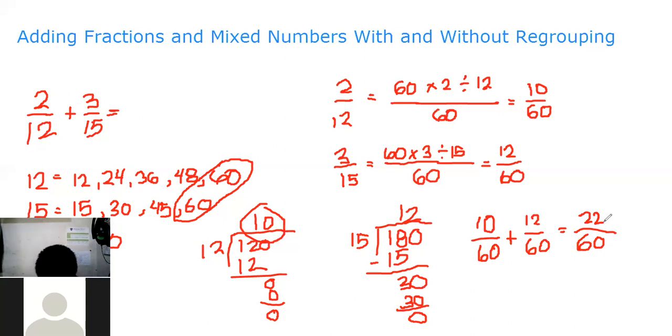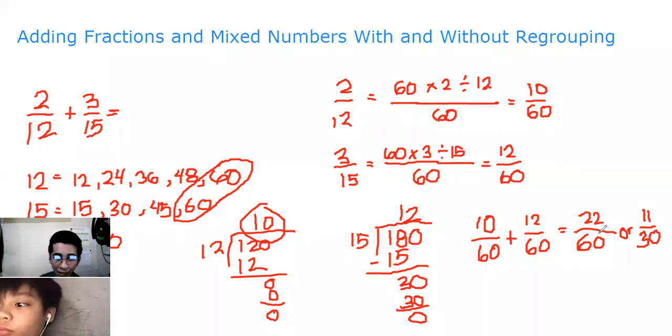So, ang lowest term naman nila is, parehas natin sila pwedeng i-divide kay 2. So, 22 divided by 2, that is 11 over 30. So, pwede natin silang gawin i-lowest term na 11 over 30. Parehas lang natin silang dinivide sa 2. Okay? So, meron tayong sagot na 11 over 30.